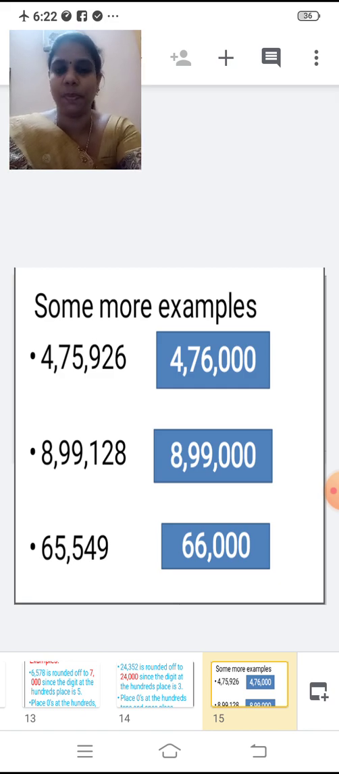See the digit at the hundreds place now. What digit we are having? 5. If it is 5 or greater than 5, you have to place zeros at the ones, tens and hundreds place, isn't it? 0, 0, 0. Then whether thousands place will change or it will remain as it is? It will change, right? So 5, you're going to add 1 to the digit. 5 plus 1, 6. Then ten-thousands place 6. So 65,549 is rounded off to 66,000.